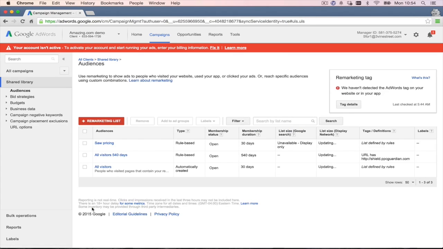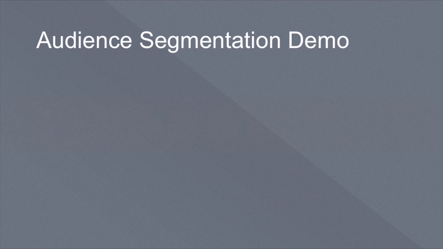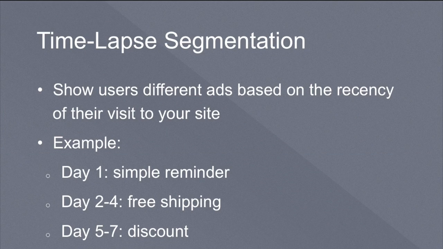I would then use that audience to create a campaign specifically targeting people who've seen pricing but haven't purchased. So that's how we use audience segmentation. It's really powerful. The next thing we can do is what I call time-lapse segmentation. So we can show users different ads based on the recency of their visit to your site. So imagine they came to your site today, they looked at your service, but they haven't inquired. So for the first few days after that visit, we could show them one particular ad.